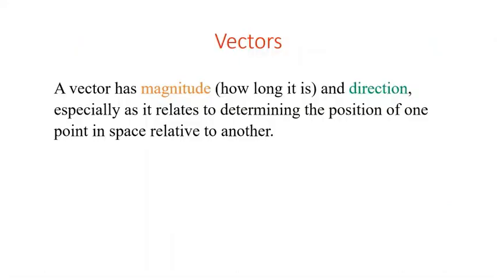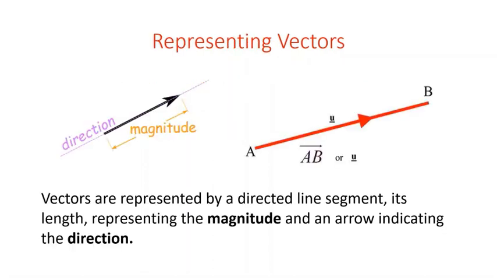So there are two important characteristics of vectors. One, it has magnitude, how long it is, and it has direction. Vectors are represented graphically by a directed line segment. So we have two figures here. The one on the left shows the direction and also the magnitude. And the one on the right shows how you can label our vector. In this case, our vector is labeled AB with a ray above the AB.